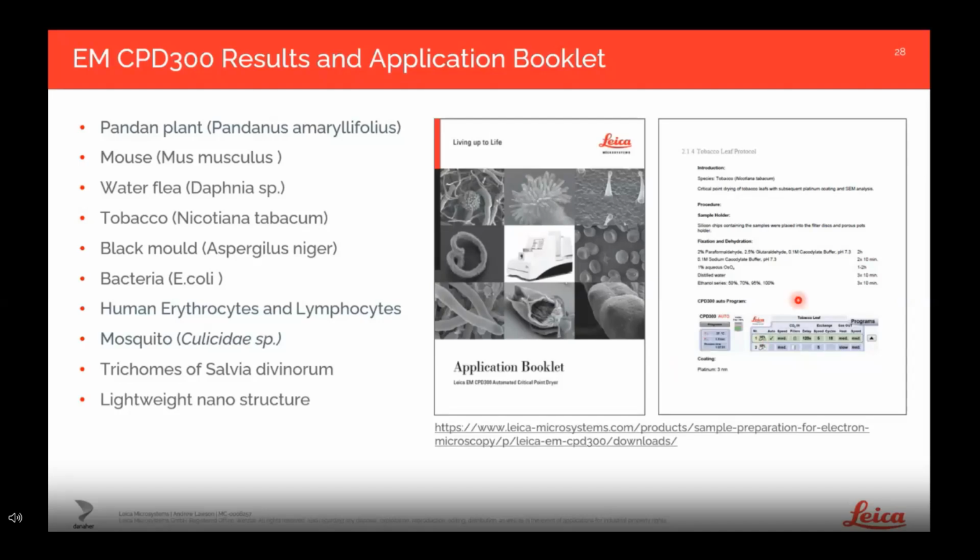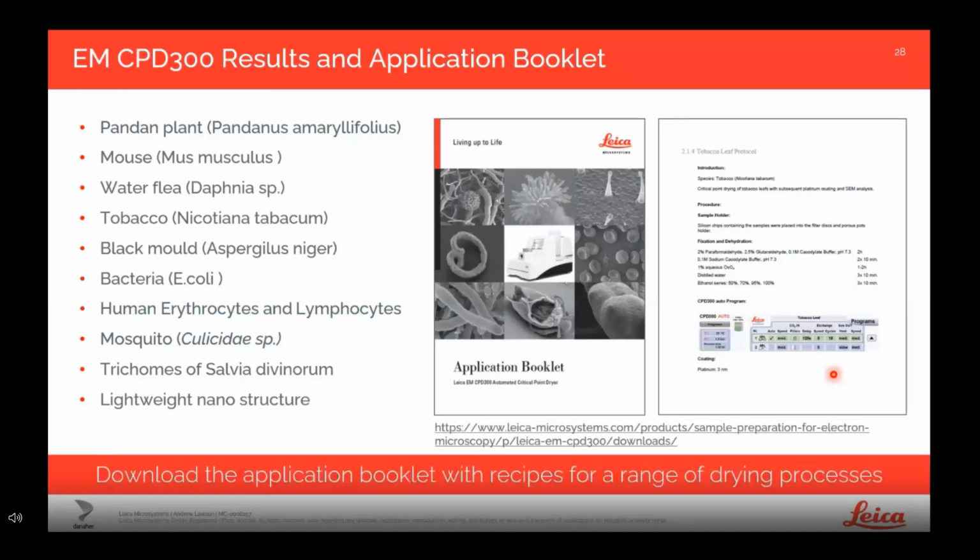And one of the nice things about the application booklet, it talks a bit about what sample holder was used, but about the chemical preparation as well. And then it includes the critical point drying recipe in addition. So a good resource for other examples of samples that have been prepared or could be prepared, and a good jumping off point to help you get started with your samples as well. Okay. And again, that can be downloaded from the Leica website.